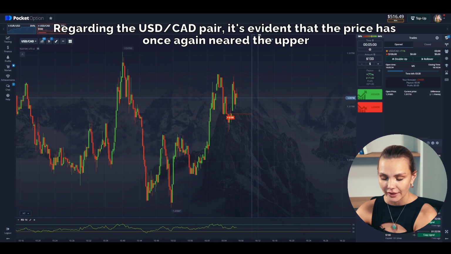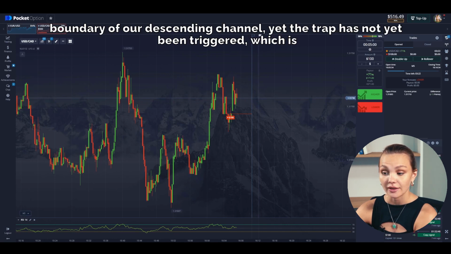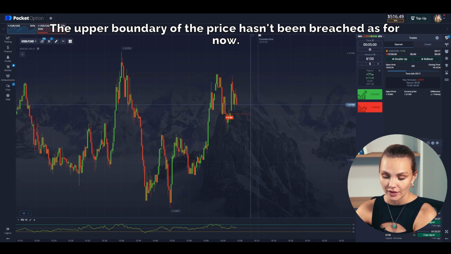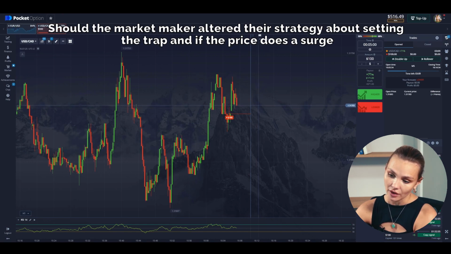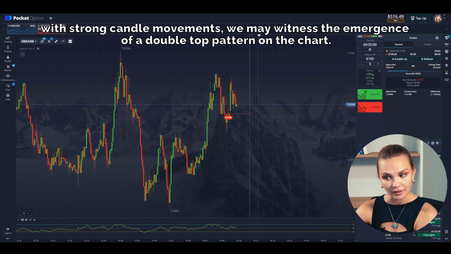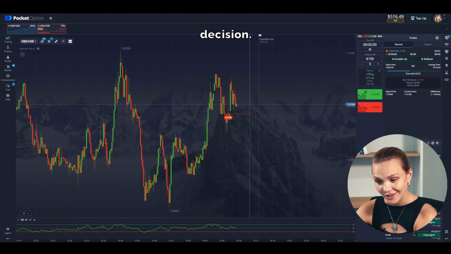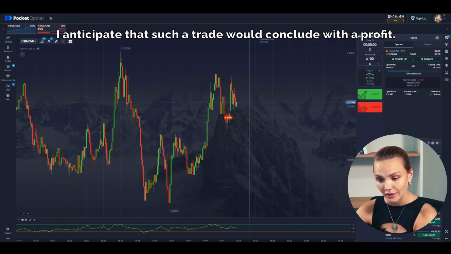Regarding the US dollar and Canadian dollar pair, it's evident that the price has once again neared the upper boundary of our descending channel, yet the trap has not yet been triggered, which is a source of contentment for me. The upper boundary of the price hasn't been breached for now. Should the market maker alter their strategy about setting the trap, and if the price does surge with strong candle movements, we may witness the emergence of a double top pattern on the chart. The situation would work in my favor by bolstering my confidence in the correctness of my decision. I anticipate that such a trade would conclude with a profit.